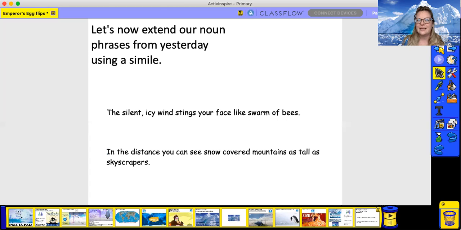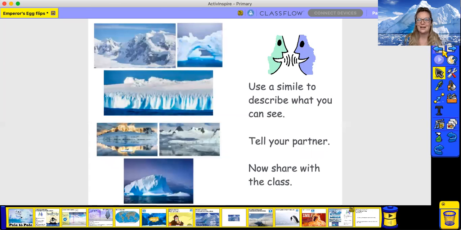Have a look at these pictures again and see if you can come up with any different ones that you can tell your adult. Pause your video now and have a chat.